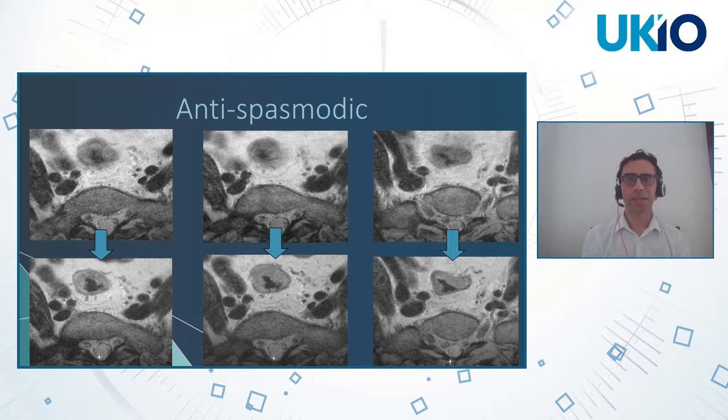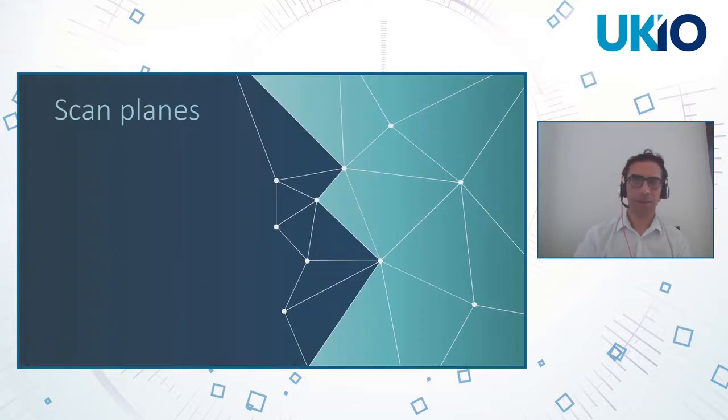After acquiring the sagittal images, most centers will give an antispasmodic agent. We give 20 milligrams of Buscopan. We give it at this point as Buscopan is relatively short acting, and we want its maximal effect during the high resolution sequences. The images show the beneficial effect of Buscopan on reducing artifact from peristalsis. The top 3 images are pre-Buscopan and the bottom 3 images are with Buscopan.